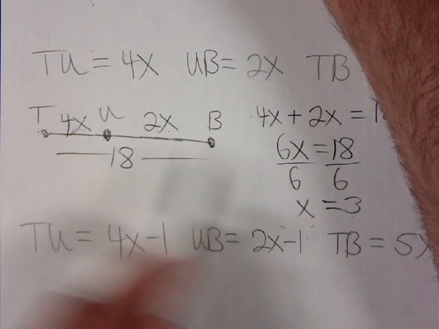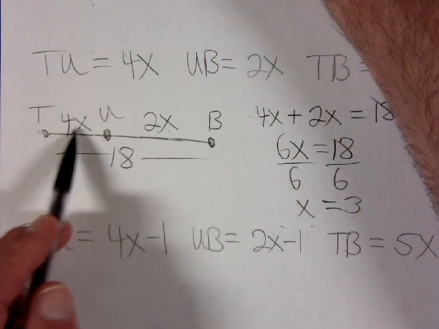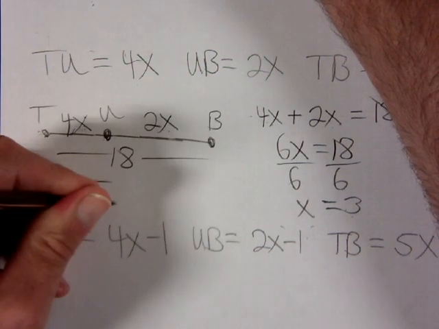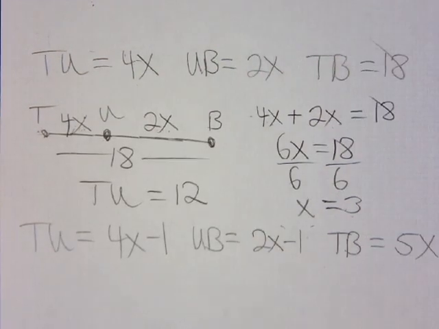I can now take 3 and plug it in here. Well, what's 4 times 3? 4 times 3 is going to give you 12. And so I know that TU is equal to 12. So 12 is the correct answer.